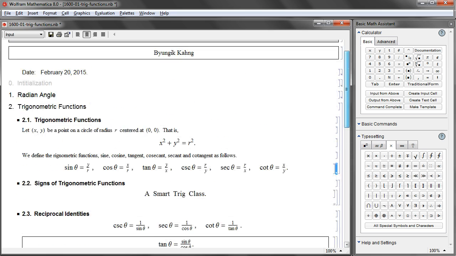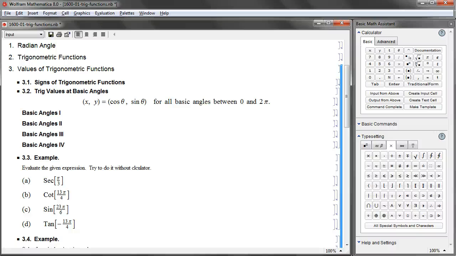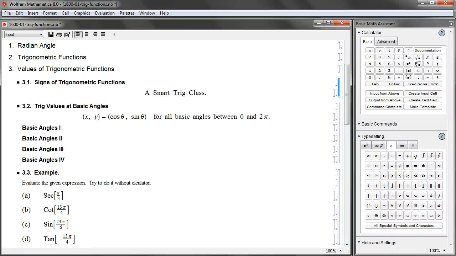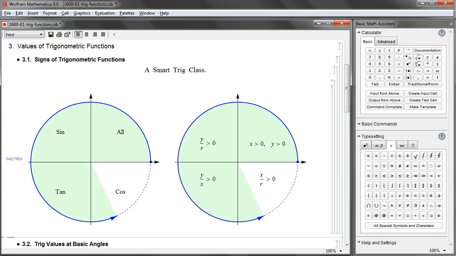By the way, we talked about signs. When x and y are positive, here's a summary: a smart trig class, and here it is. In this particular case, all positive. x and y are both positive in the first quadrant. In this case, 4th quadrant, only cosine is positive because x is positive, so x over r is positive, but y is negative, so y over r, sine, is negative, y over x, that's also negative, tangent is also negative.